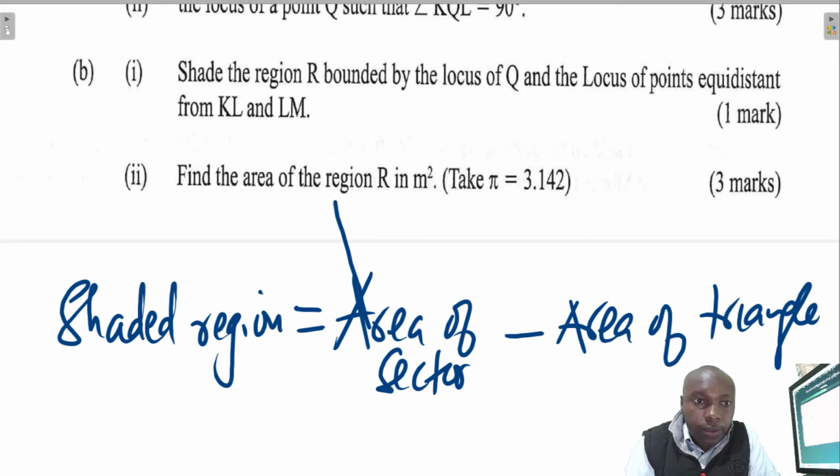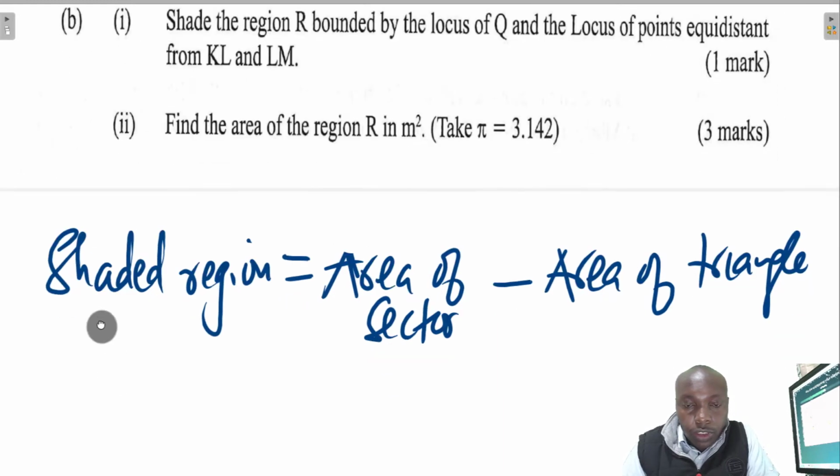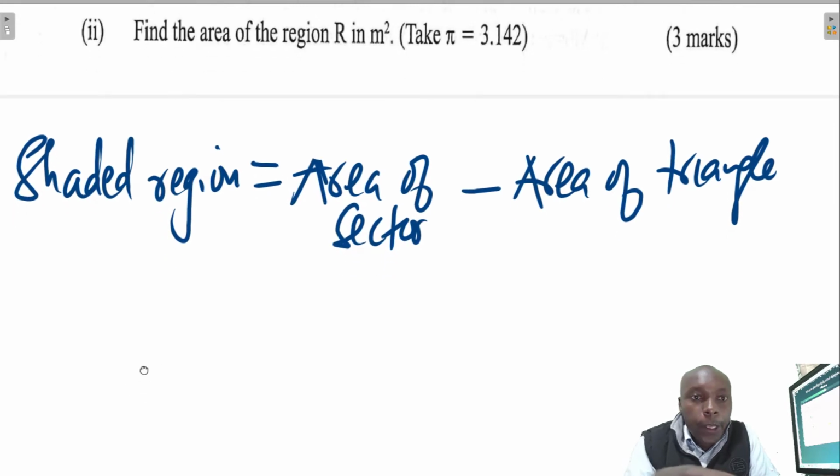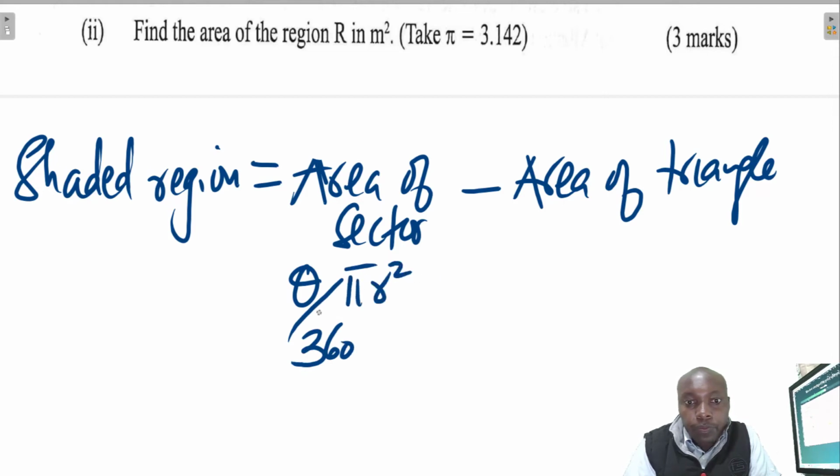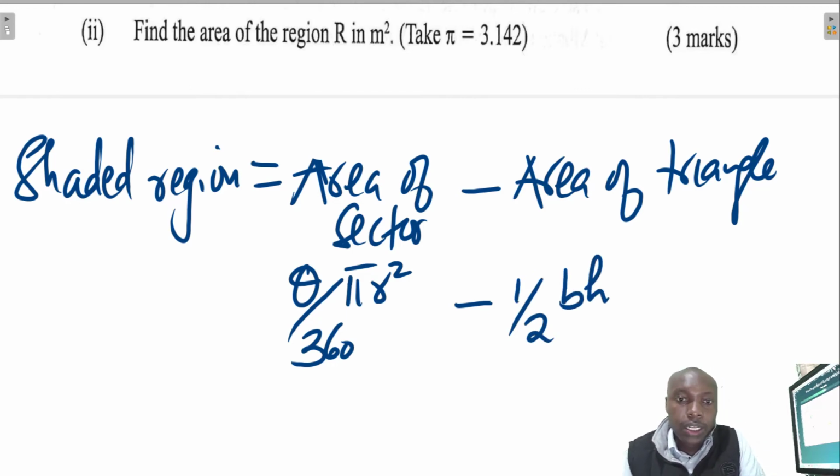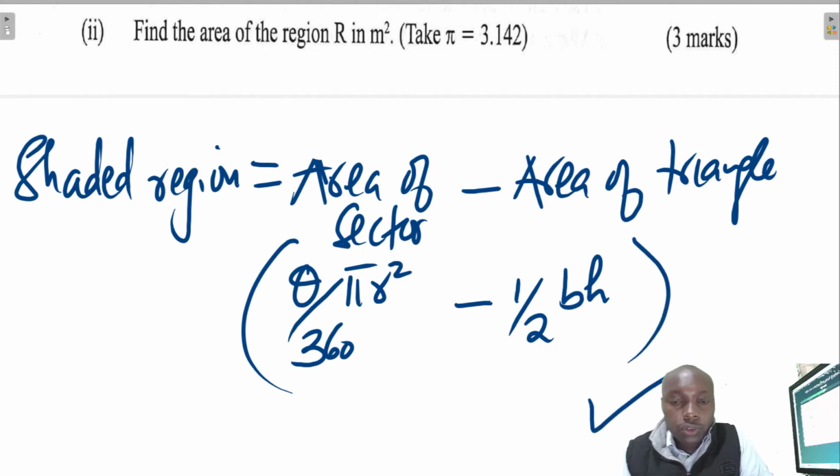So the area of the sector: what you need to know is the formula. This is the most important thing that you need to know. It is given by theta over 360 times pi r squared. That is how you get the area of the sector. Then the area of that triangle, you simply get it by half base times height, or you can use half ab sine theta. This is what is going to give you the answer.